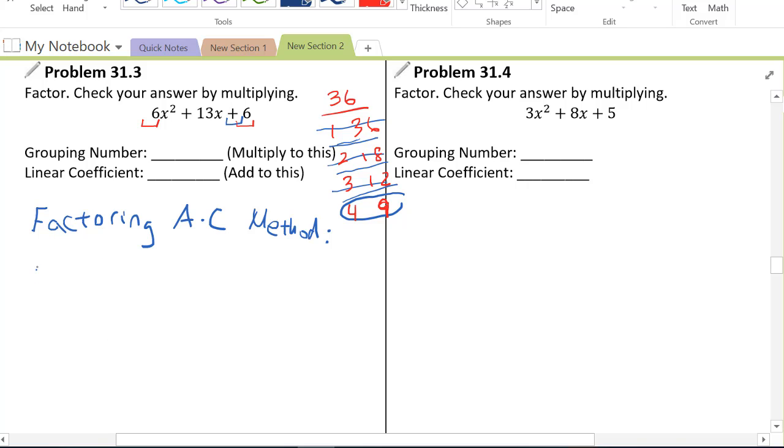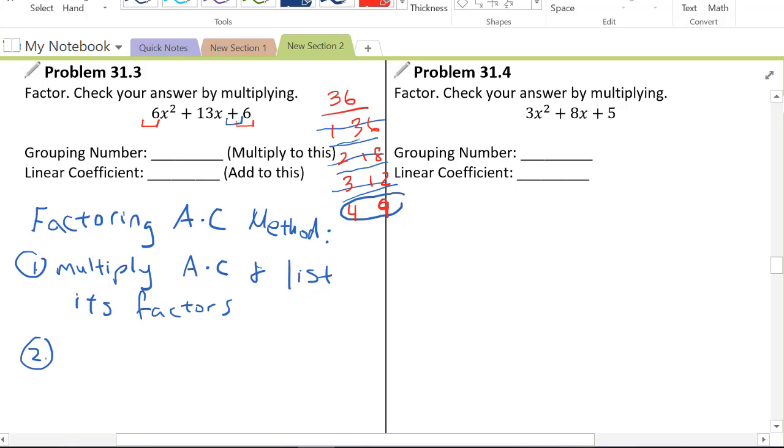All right, so first thing we do is multiply A times C, and list its factors.